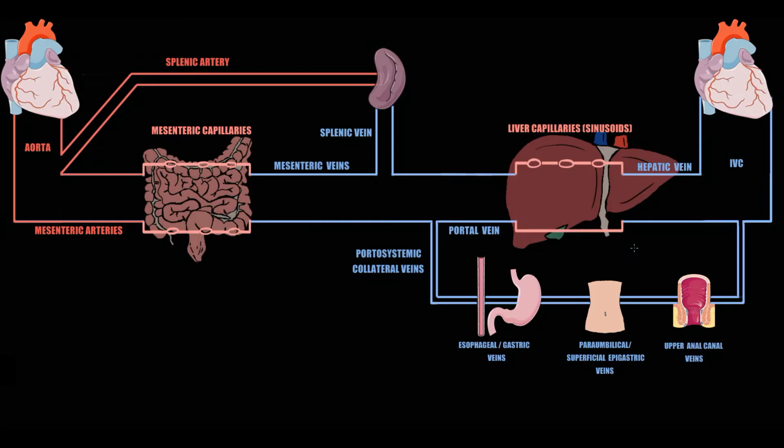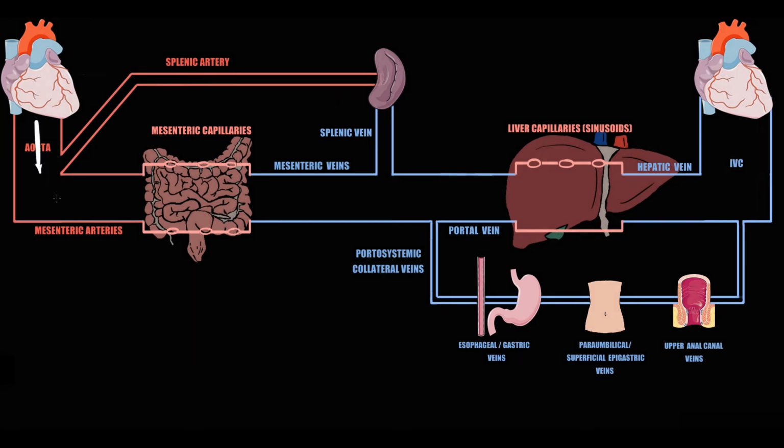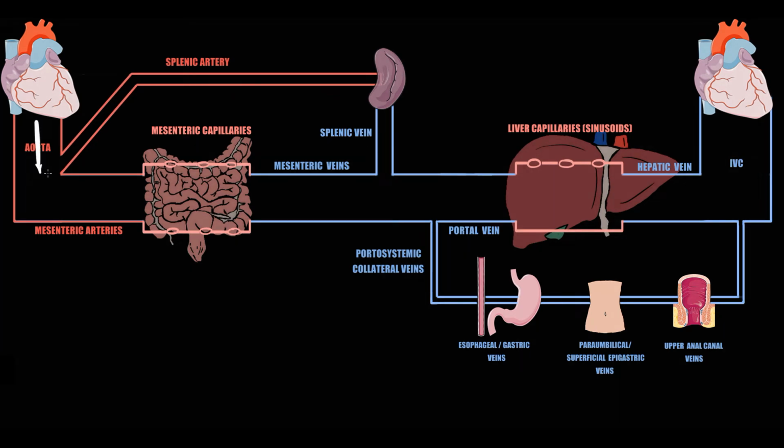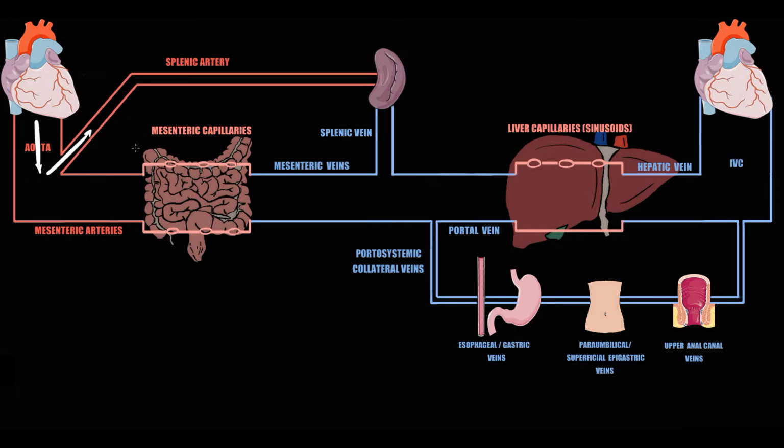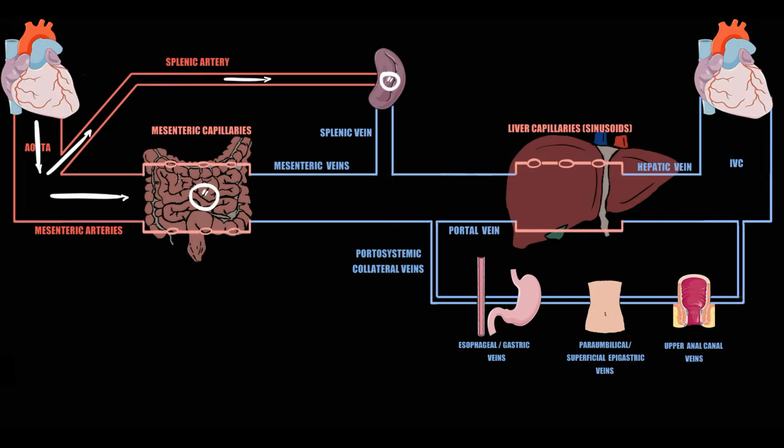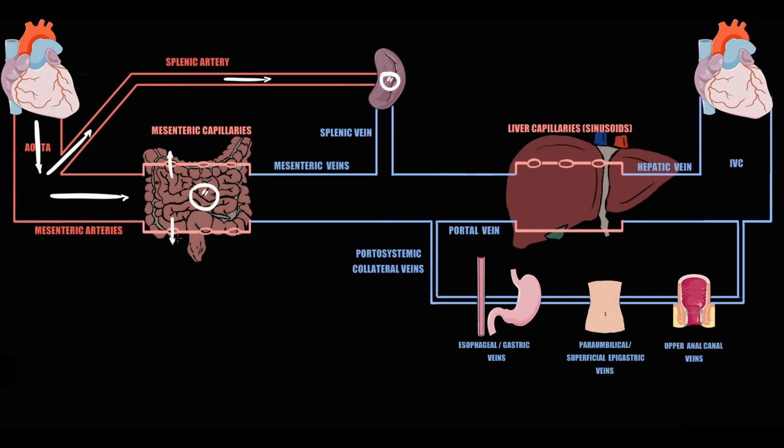So initially, the left ventricle pushes blood into the aorta, and from the aorta blood goes into the splenic artery that supplies blood to the spleen. And also from the aorta, blood goes into the mesenteric arteries that supply blood to the intestine. In the intestine, blood reaches intestinal capillaries. Intestinal capillaries have pores. Through these pores, fluid exchange occurs between the intestine and the circulation.